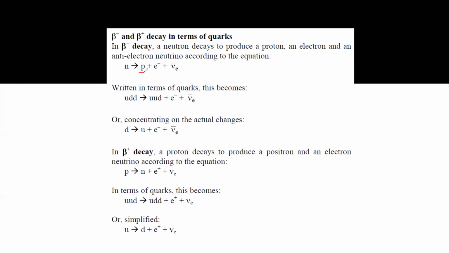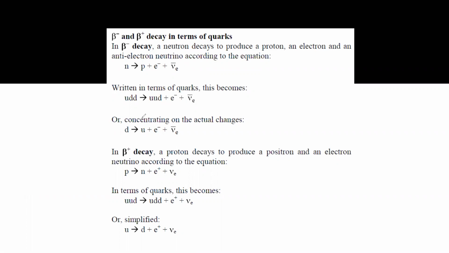Whereas a proton is up, up and down. It's also a baryon because it's a combination of three quarks. Up is plus 2 by 3, and that's also plus 2 by 3, and then minus 1 by 3. So when you solve, you get a relative charge of plus 1. That's why this charge is positive. Electron is a lepton, so you cannot write it in terms of quarks. And anti-electron neutrino is also a lepton, so you cannot write it in terms of quarks.